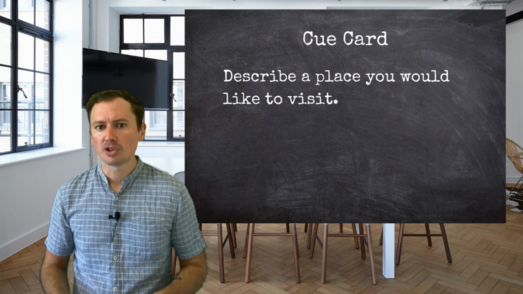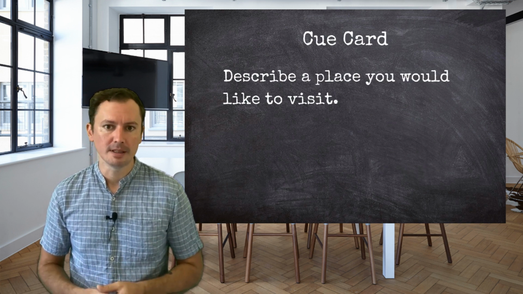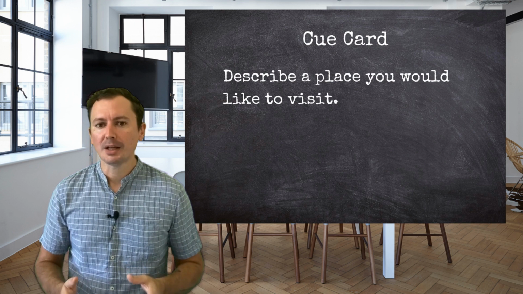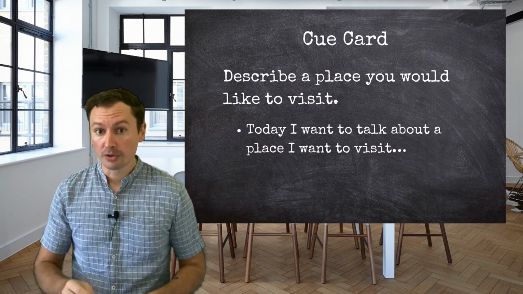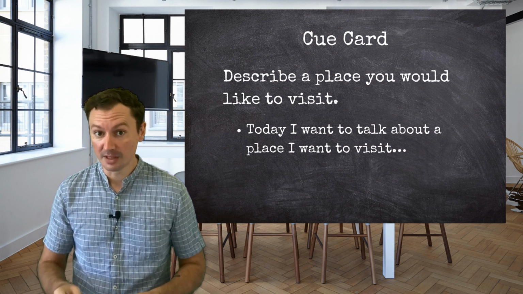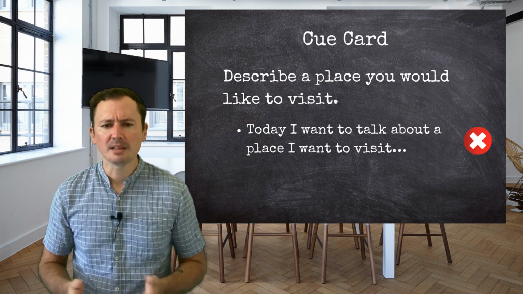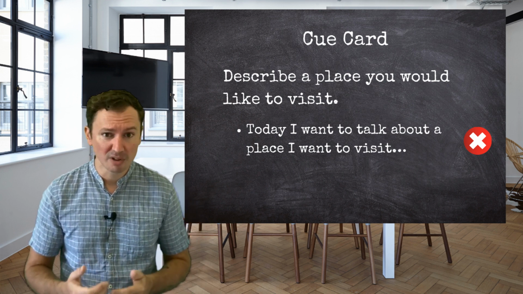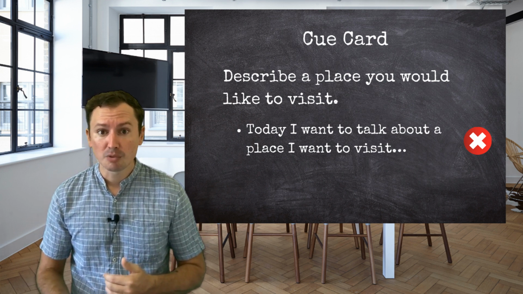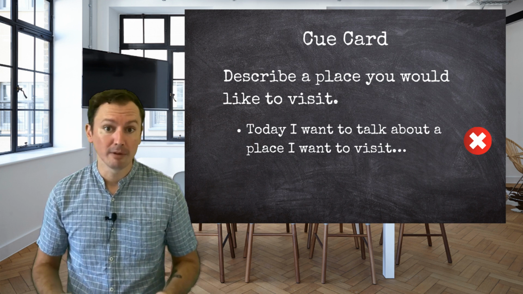Let's say you have to describe a place that you want to visit. Well, most IELTS candidates would start by saying something like, "Today I want to talk about a place I want to visit." It's dull and predictable. It requires you to then transition from that artificial introduction into the next thing, which would probably be dictated by whatever was in the bullet point.